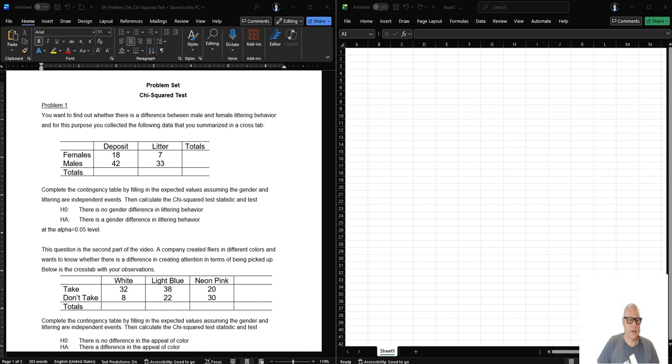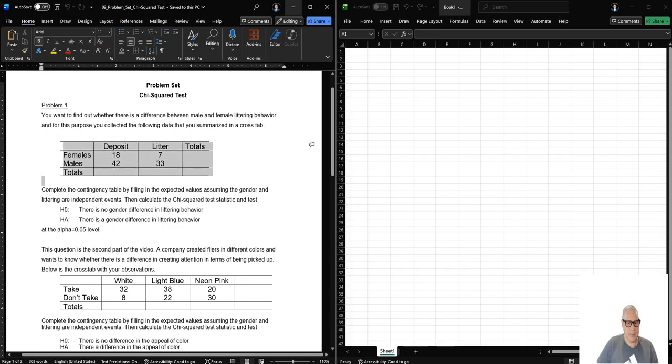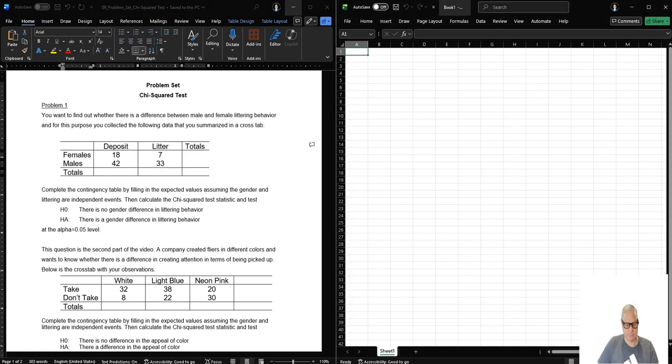Okay, let's turn next to the problem set. So here problem 1 is you want to find out whether there's a difference between male and female littering behavior. And for this purpose, you collected the following data that you summarized in a crosstab. You can see I have opened Excel because we can just copy this data quickly and then paste it into Excel.